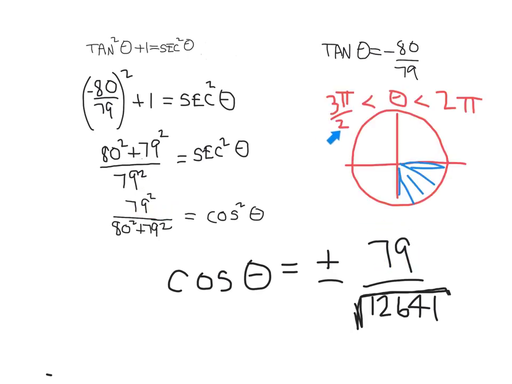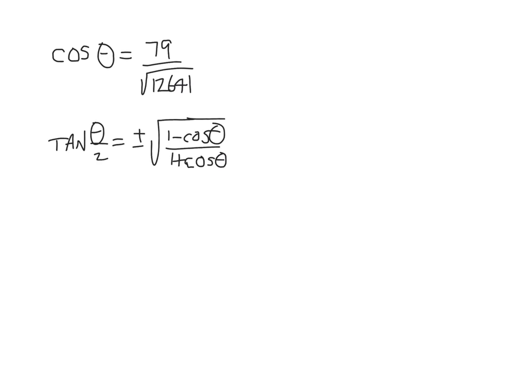Now, in the WeBWorK problem, originally I was told that theta was between 3 pi over 2 and 2 pi, so it puts me in the fourth quadrant. So that means that the cosine of theta is positive, not negative. Okay, so I resolved the plus or minus issue. It was plus, so I just erased it. So here's where we are. We're going to have to substitute this cosine theta expression into here. This is the half-angle formula for the tangent, remember.